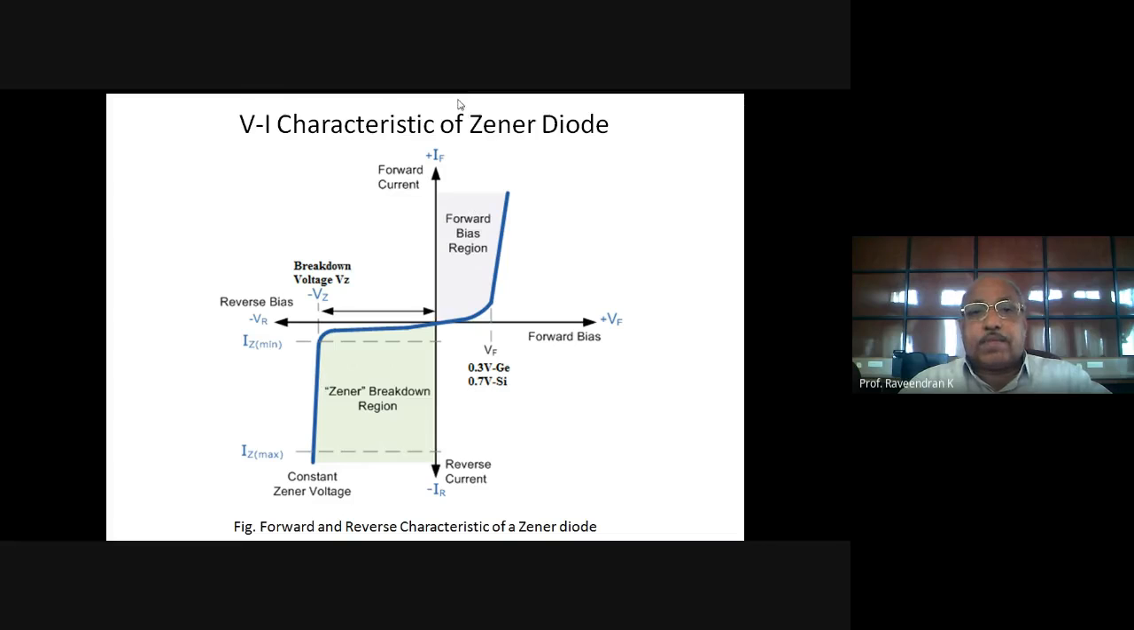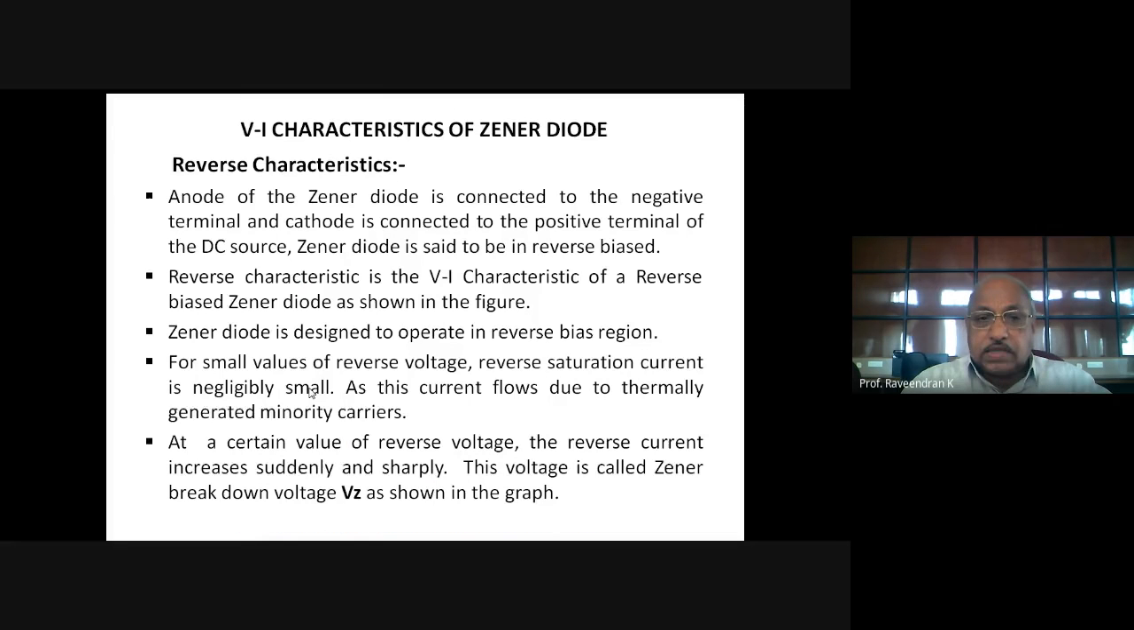But for a Zener diode, we are much more interested in the reverse biased condition, or reverse characteristic. So we will see the reverse characteristic. The anode of the Zener diode is connected to the negative terminal of the potential source, and the cathode is connected to the positive terminal of the potential source. Then we say that the diode is reverse biased. And in practice, Zener diodes are used in circuits in the reverse biased condition, for such applications only.